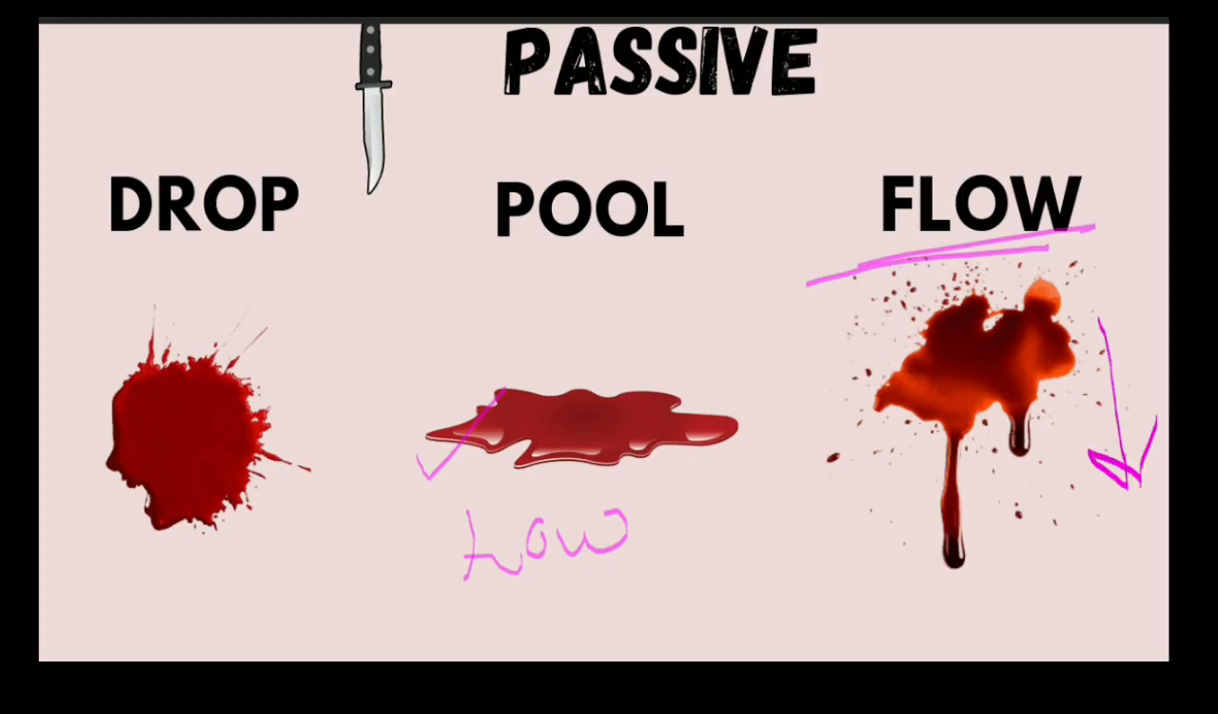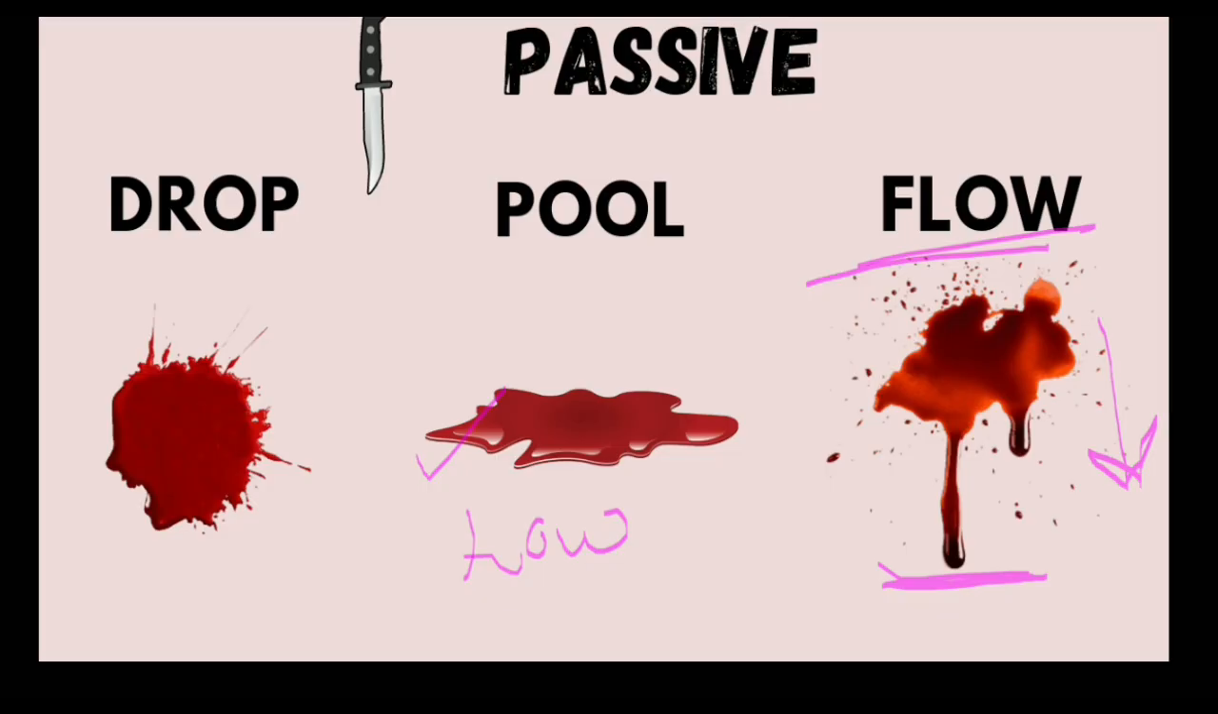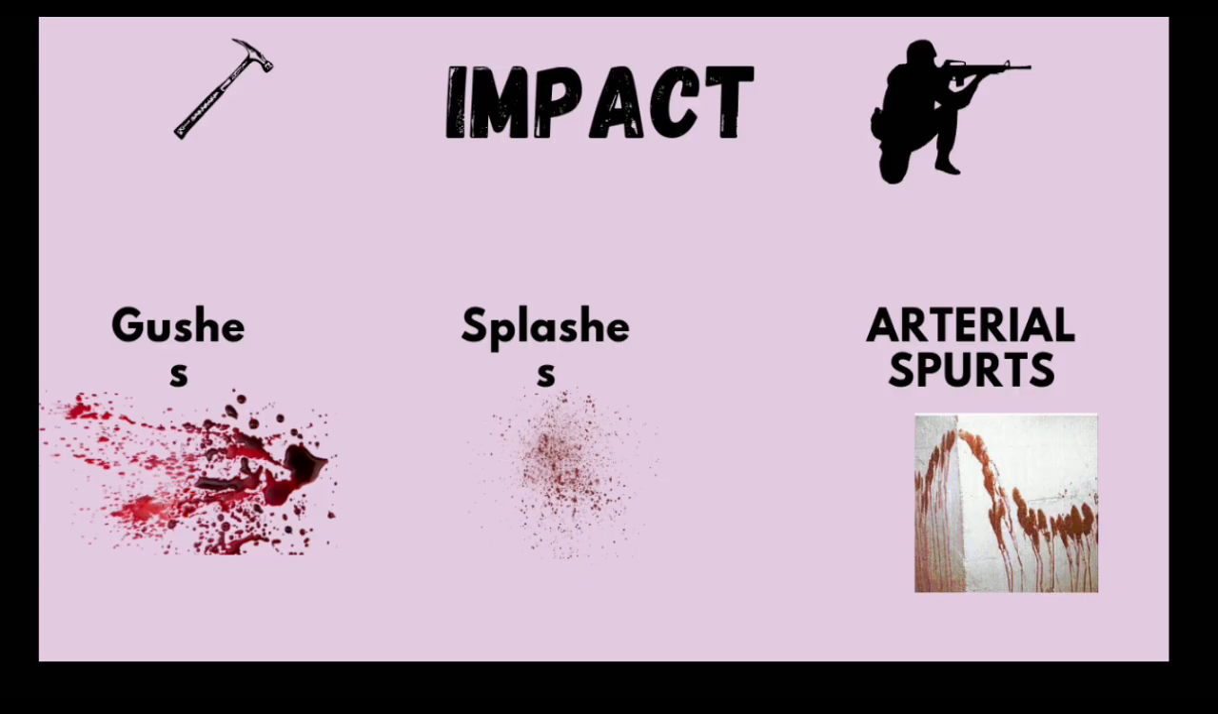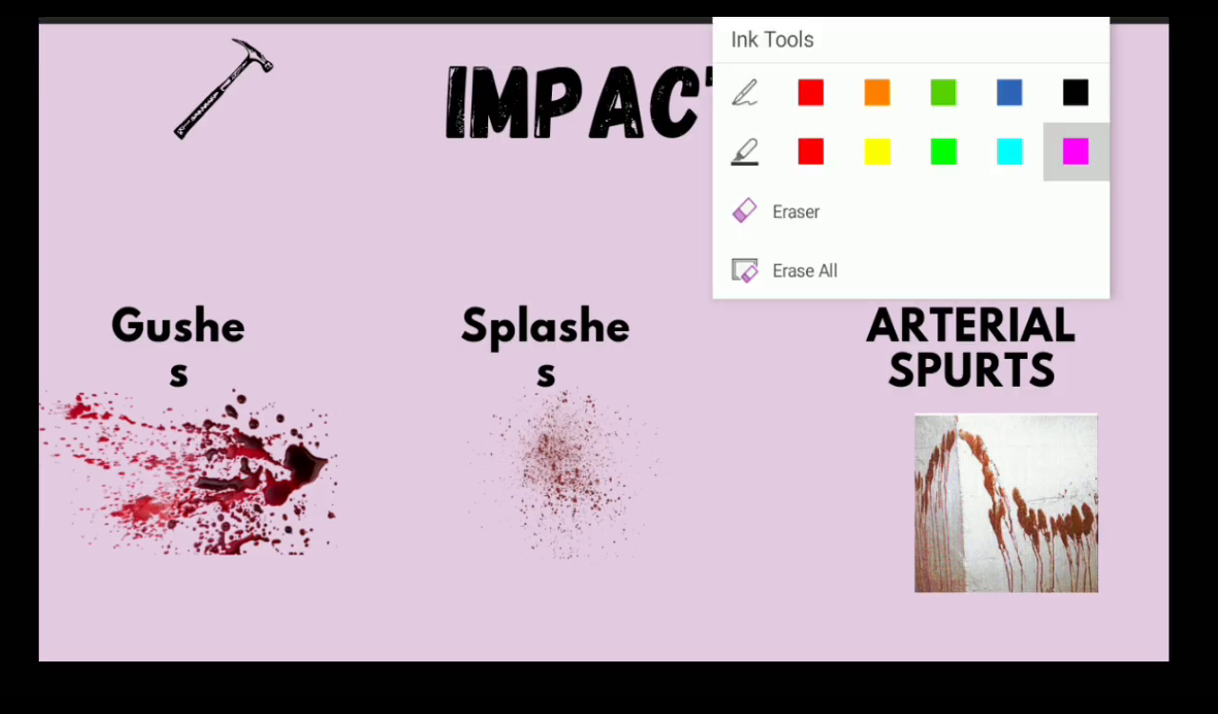Then blood flow. Blood flows due to gravity, so it is formed on vertical surfaces like a wall, or maybe a chart or something, where it is possible for blood to flow directly toward the ground under the influence of gravity. On horizontal surfaces, like with the blood pool, it is not possible for blood to flow here and there, and it might become stagnant. So these are the three different forms of passive bloodstains.